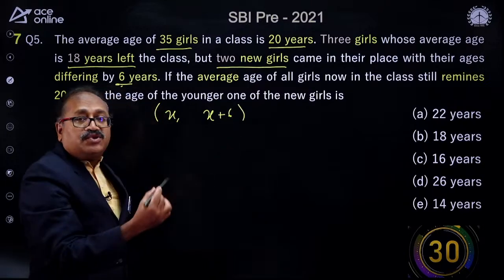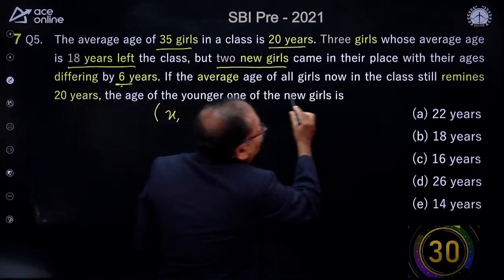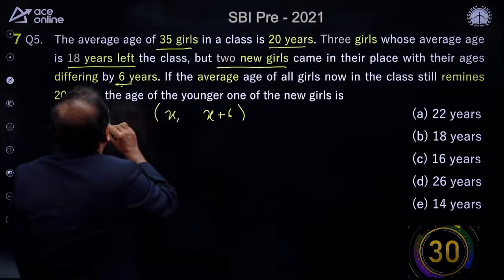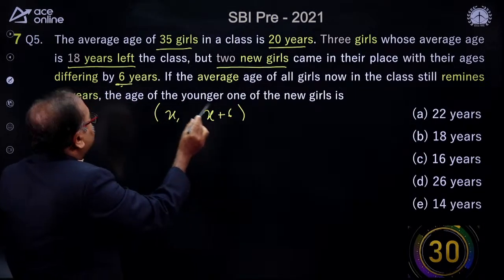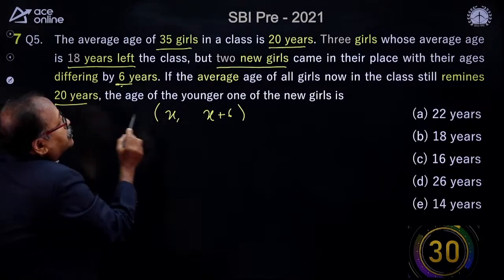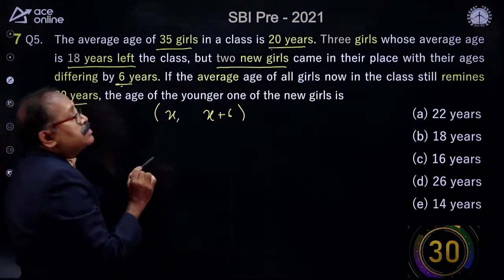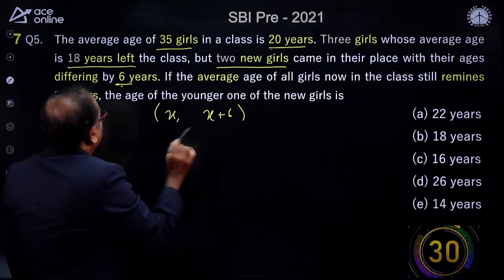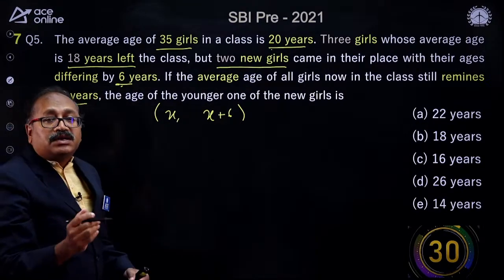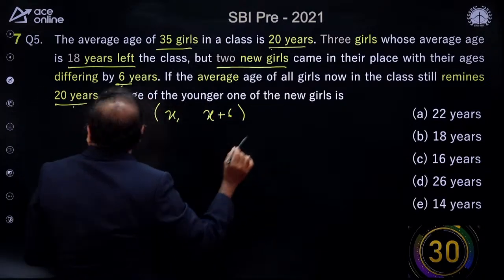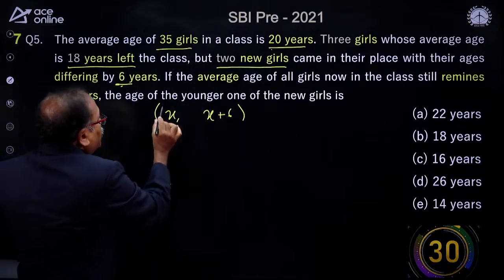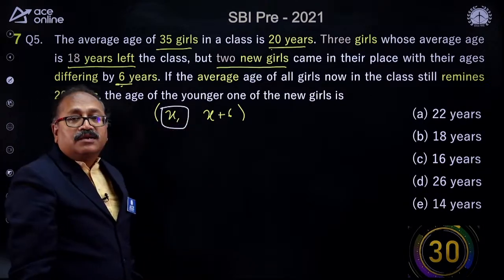These 2 girls have joined now in the class, and the average age of all the girls remains 20 years. Initially it was 20 years for 35 girls. Now for these 34 girls, the average remains the same, 20. So what is the age of the younger one in the new group? You need to find out the age of this person. Can you find it out?